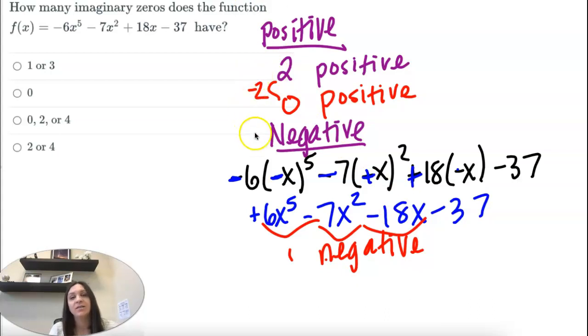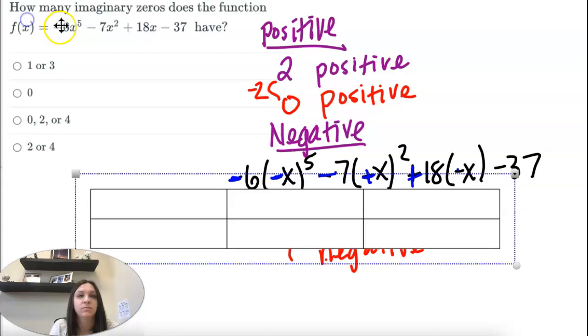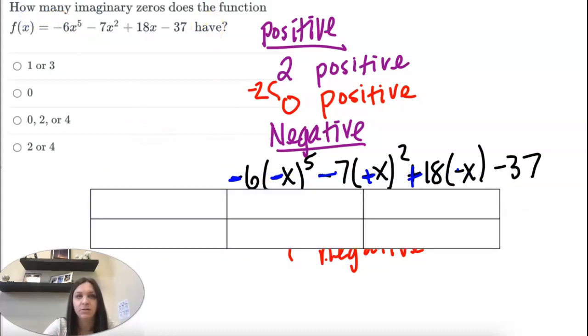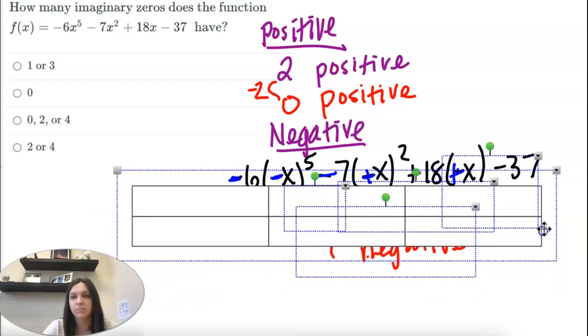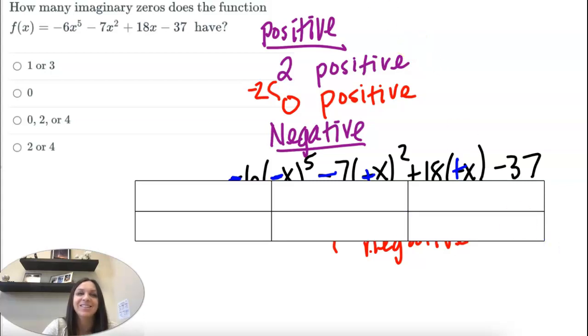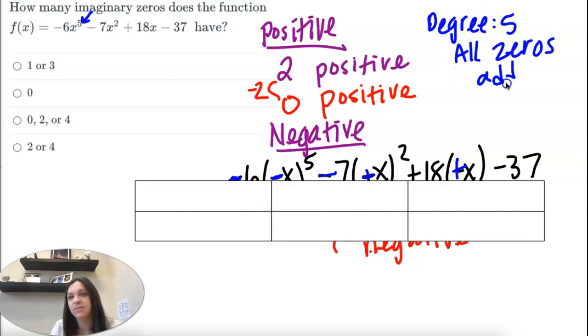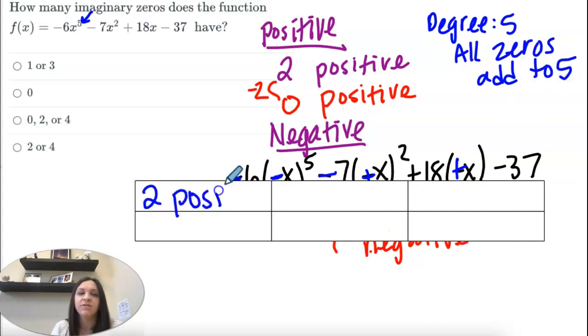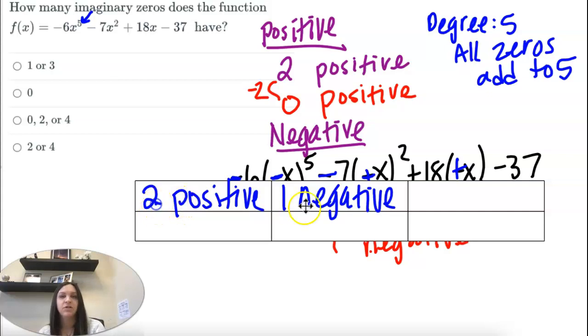All right, so now let's look at our table. Okay, sorry, formatting. So, first, we have to look at the degree. This is degree 5, which means that all of our zeros add to 5. So if I have 2 positive, because that's one option, there's always one negative. Then how many complex will there be? 2 plus 1 is 3, but we need 5. So there'll be 2 imaginary.